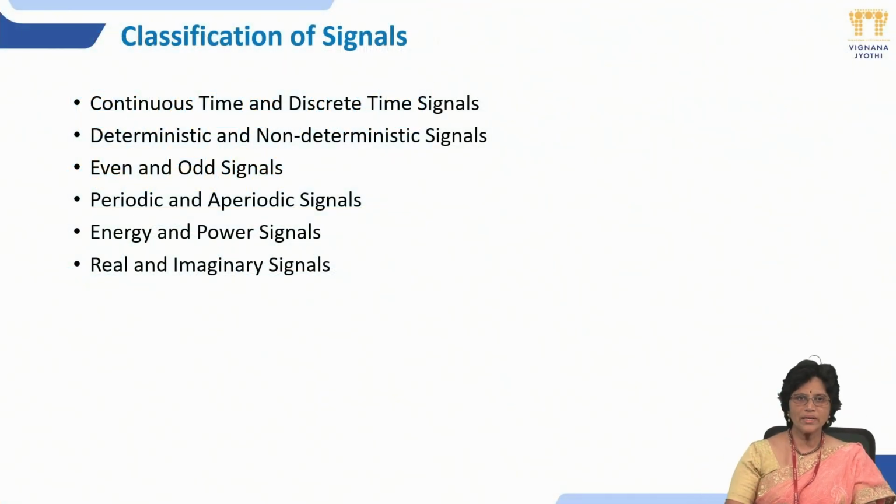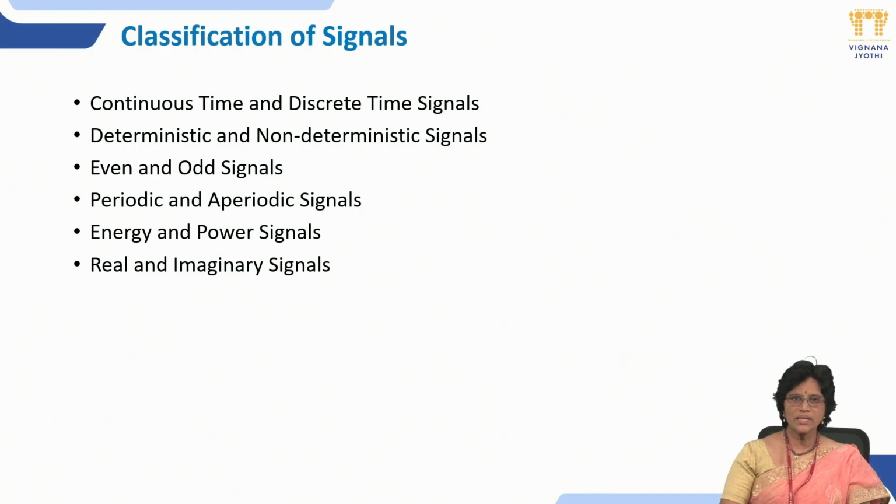So last class we discussed elementary signals that are used in signals and systems, DSP and image processing. Now today we are going to study classification of signals. We already discussed continuous time and discrete time signals. For completeness of classification of signals, I also included continuous time and discrete time signals here once again.